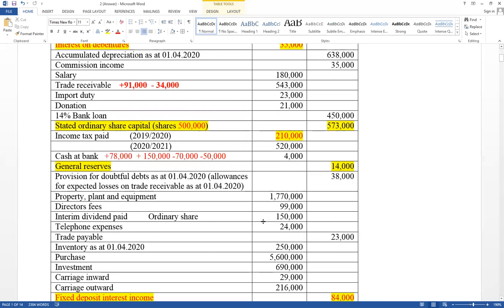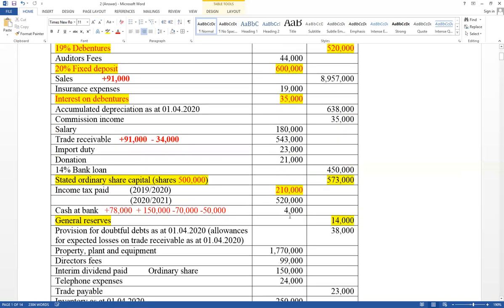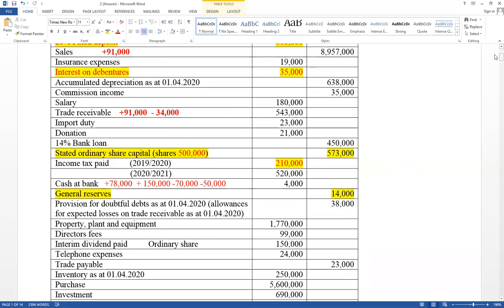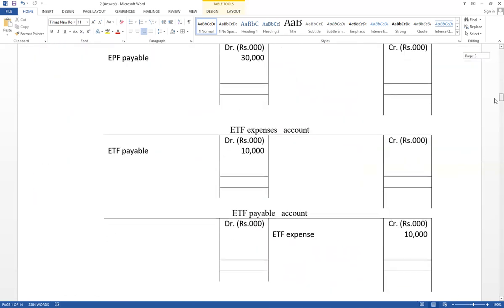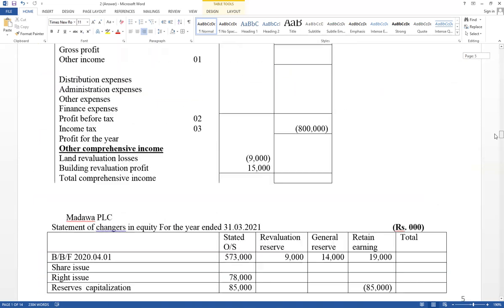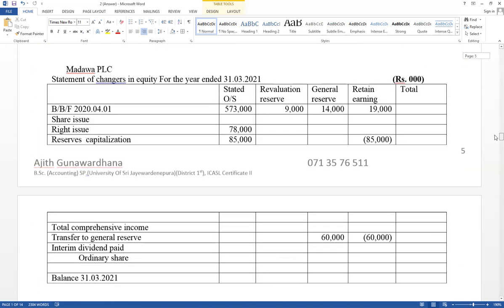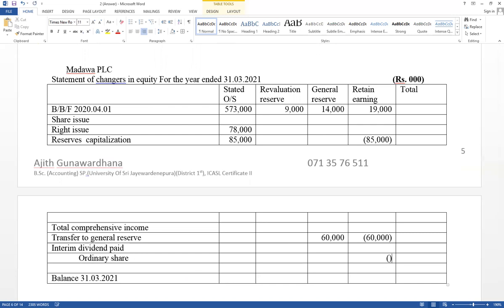Then direct fees, administration expense. Interim dividends paid: think about this one, interim dividends paid 150,000 should be included under the retained earnings column. Retained earnings 150,000. Think how it is recorded. Interim dividends paid 150,000 should be deducted from retained earnings here. Interim dividends paid on ordinary shares, retained earnings column. Deduct. Interim dividends paid.